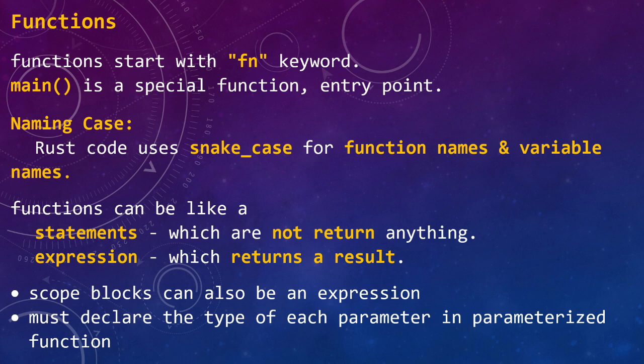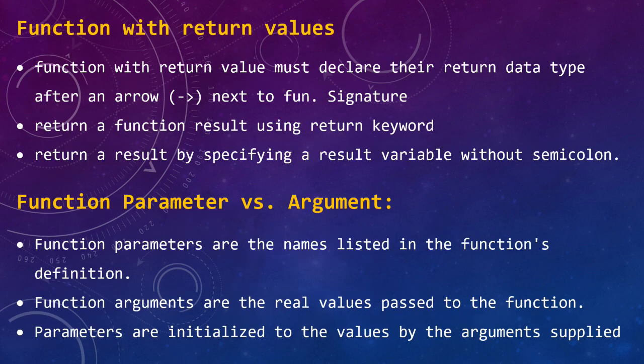Scope blocks can be an expression. A parameterized function must declare the data type for each of its parameters. Functions with a return value must declare their return type next to the function signature, with an arrow mark. Use the return keyword to return a value as the function result. We can also return a result by specifying a result variable without a semicolon on the last line of the function.